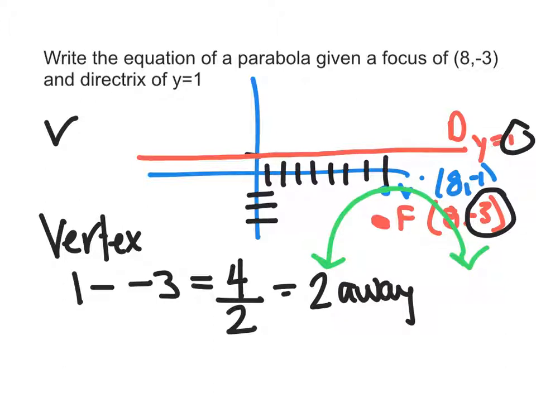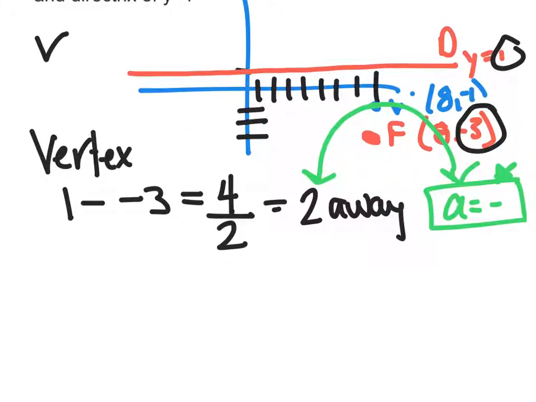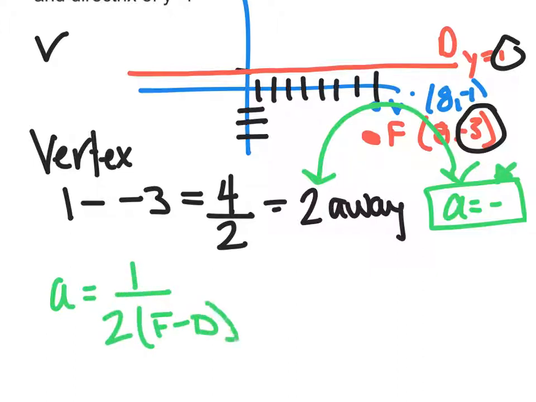What is it telling me when I draw that? Well, that A value has to be a negative. Okay, so let's star that. That A value has to be negative. So we're almost ready to put it together. Let's grab the A value. Remember, it's 1 over 2 times focus minus directrix.